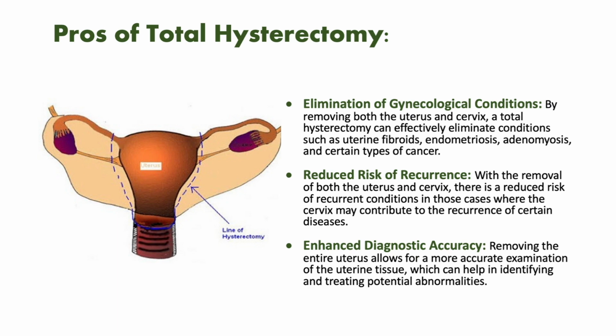Reduced risk of recurrence. With the removal of both the uterus and cervix, there is a reduced risk of recurrent conditions in those cases where the cervix may contribute to the recurrence of certain diseases. Enhanced diagnostic accuracy. Removing the entire uterus allows for a more accurate examination of the uterine tissue, which can help in identifying and treating potential abnormalities.